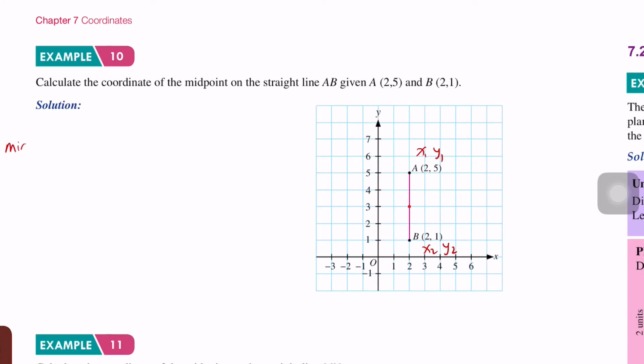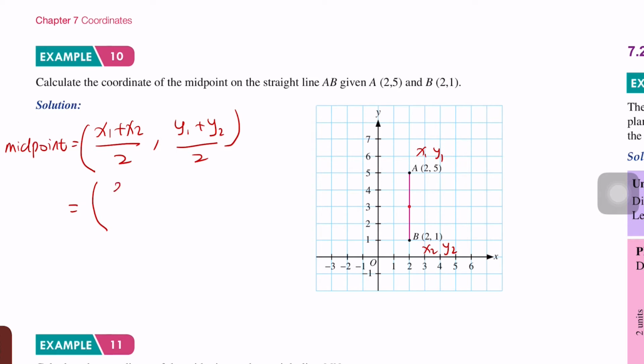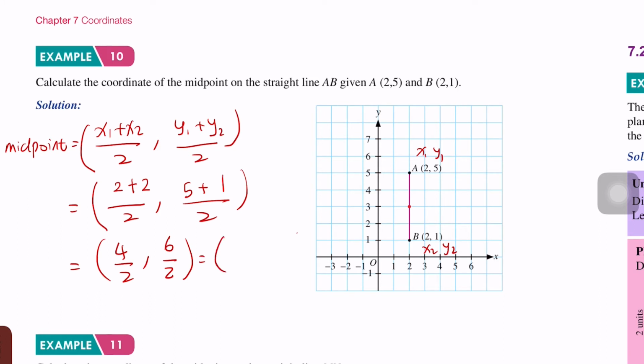So midpoint is equals to formula dia tadi apa? x1 plus x2 divided by 2, y1 plus y2 divided by 2. So what is x1? x1 is 2, x2 is 2, 2 plus 2 divided by 2, y1 is 5, y2 is 1 divided by 2. You will get 4 over 2, 6 over 2, which is finally you will get 2, 3. Sama kan? So terbuktilah.